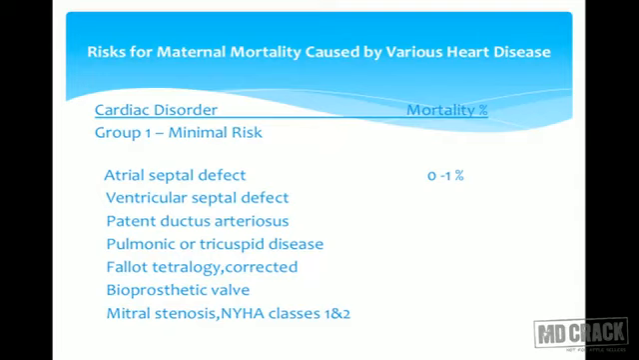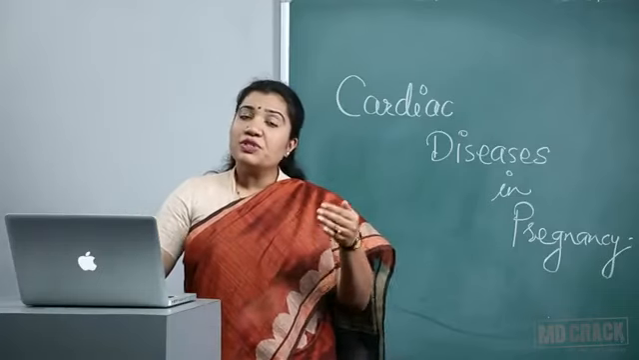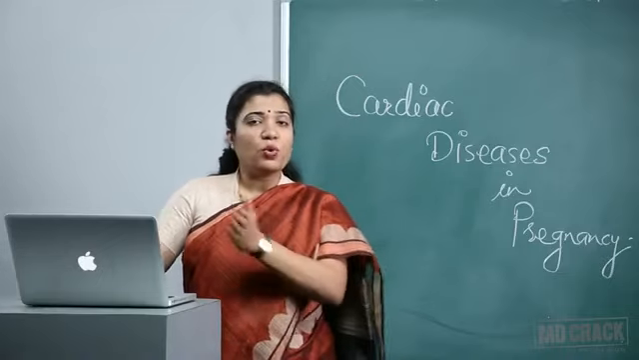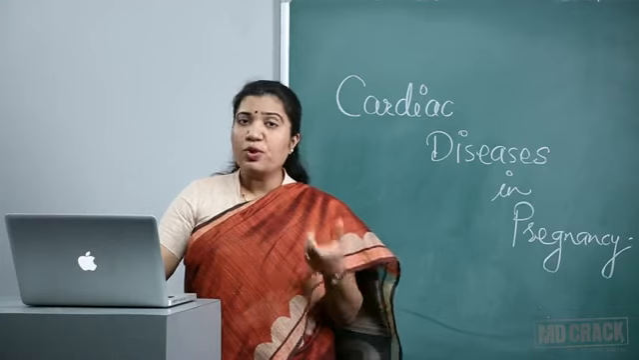Now, there is one more classification, group-wise, where the risk of maternal mortality caused by various heart diseases is mentioned. Cardiac diseases like ASD, VSD, PDA (patent ductus arteriosus), pulmonary or tricuspid valve diseases, corrected Fallot's tetralogy, bioprosthetic valve, and mitral stenosis which falls in NYHA classes 1 or 2 fall in group 1, that is minimal risk, and the mortality is minimum, 0 to 1%. So MCQs might be asked which is the most dangerous disease, and if 3 of them are from group 1 or 2 and 1 from the 3rd or 4th group is given, you have to identify that.